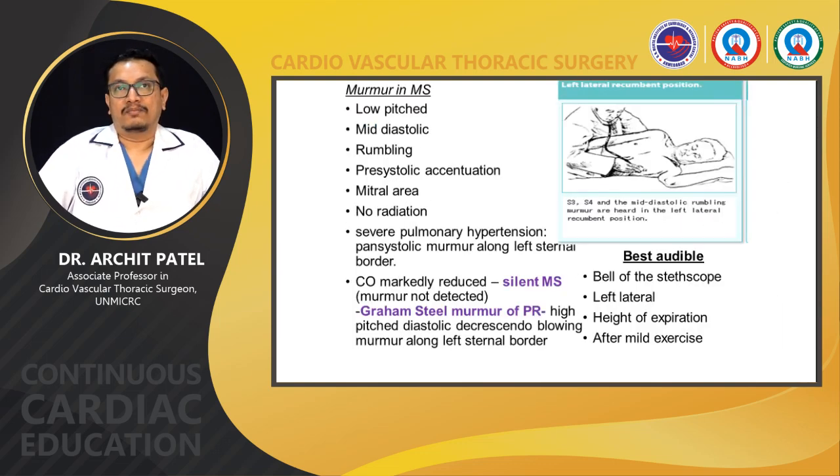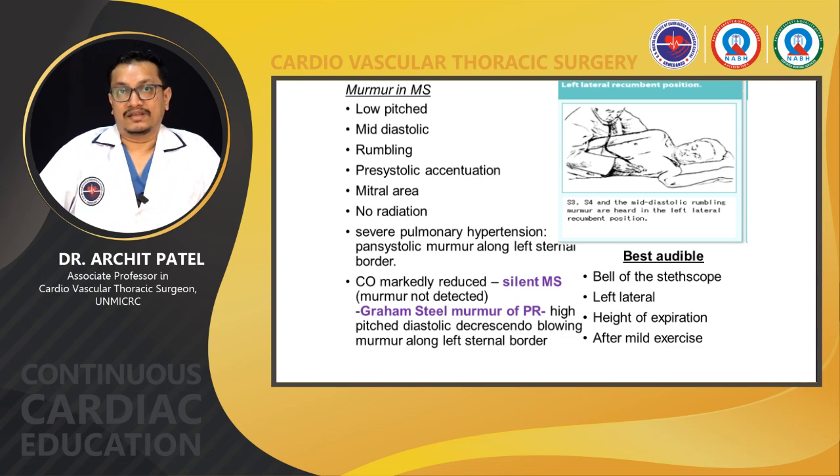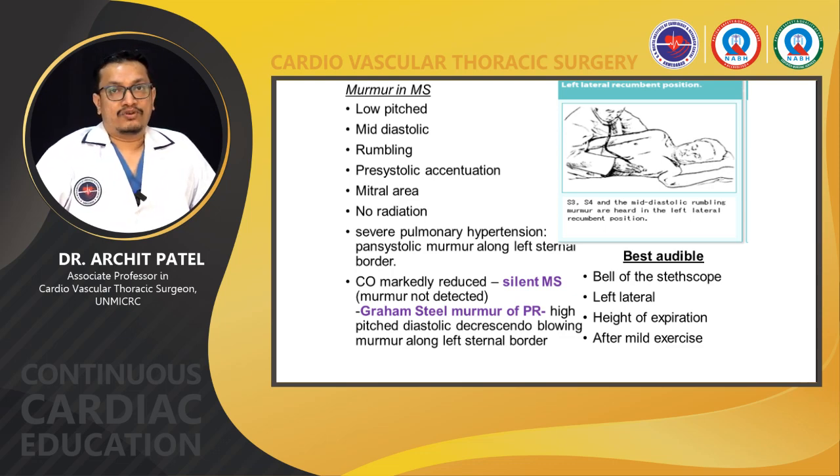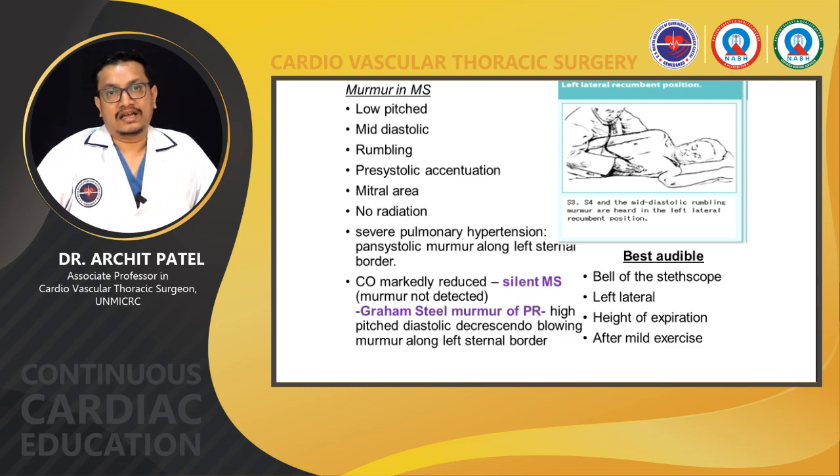We find a rumbling mid-diastolic low-pitch murmur with presystolic accentuation in the mitral area in MS. When cardiac output is markedly reduced, no murmur is detected, and this is called silent MS. Graham Steell murmur, a high pitch diastolic decrescendo blowing murmur along the left sternal border.